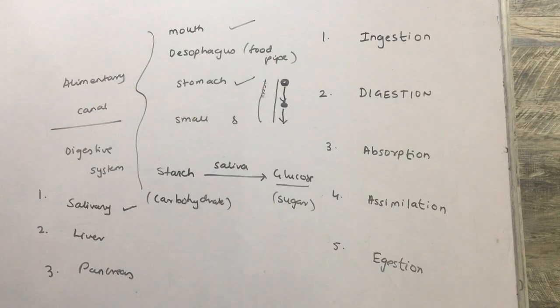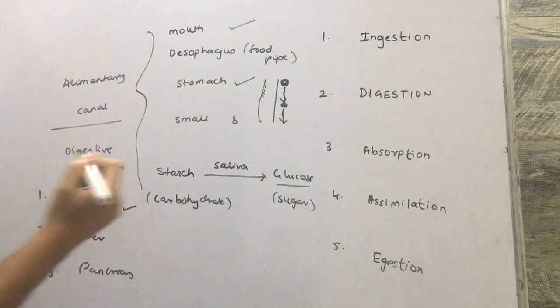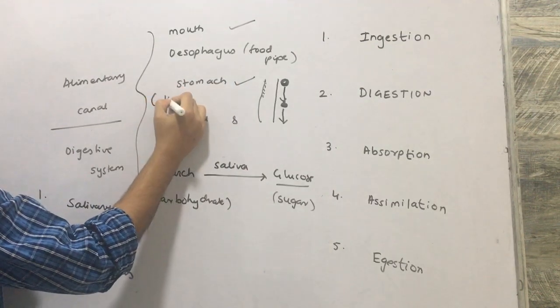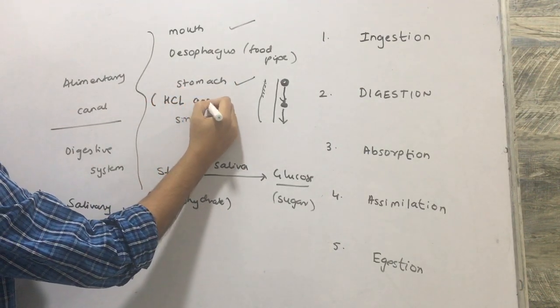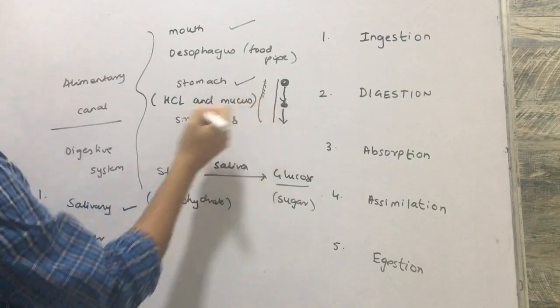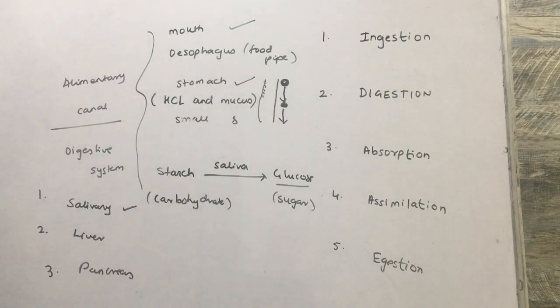The stomach is nothing but a sac-like organ where further digestion takes place. Now it has digestive juices, hydrochloric acid and mucus. So the stomach has hydrochloric acid and mucus. So these are the two digestive juices present in the stomach. The digestive juices help to break the food into simple forms. If the food is complex, it will help in breaking it down into simple forms.